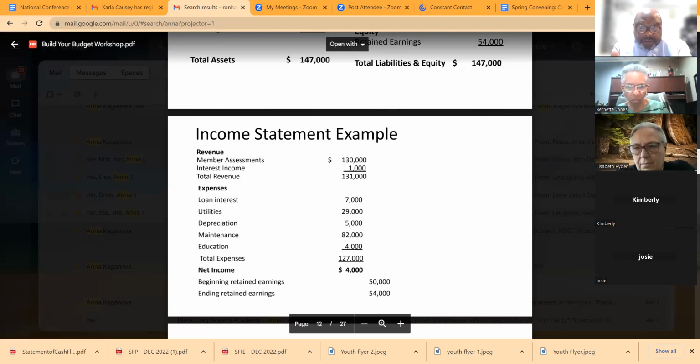In this case, it's $50,000. And then you add that to your net income of $4,000, and then you get your ending retained earnings of $54,000. So this is a statement that's looked at over a period of 12 months or accounting period. I do want to make that known. This is an income statement that's looked at over a period of time. And the date on the statement should show you the time frame.